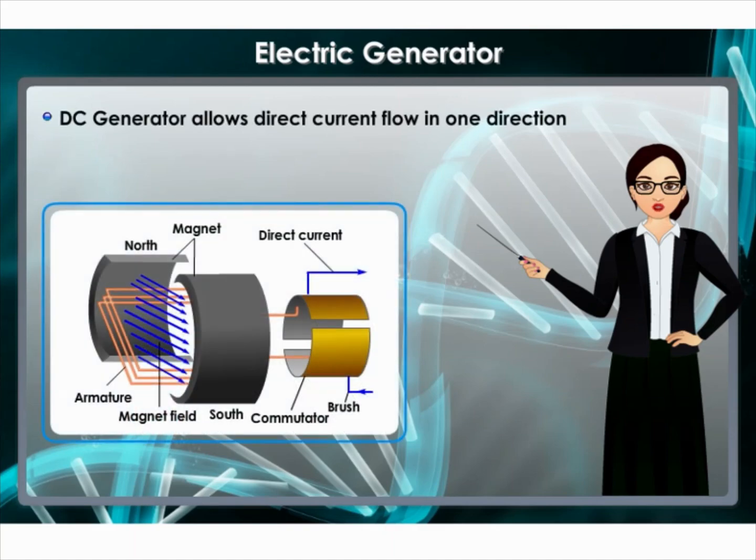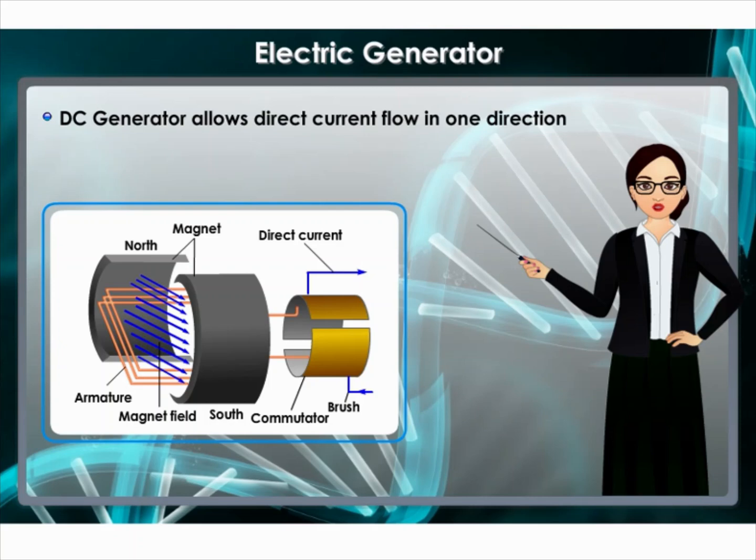To get a direct current, a split-ring type commutator must be used. With this arrangement, one brush is at all times in contact with the arm moving up in the field, while the other is in contact with the arm moving down. We have seen the working of a split-ring commutator in the case of an electric motor. Thus, a unidirectional current is produced. The generator is thus called a DC generator.